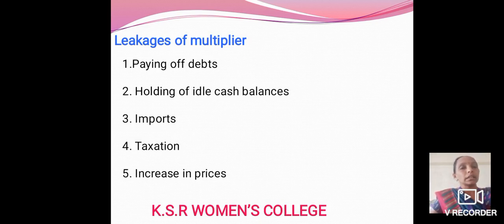Next one is imports. Net imports. If increased income is spent on the purchase of imported goods, it acts as a leakage out of the domestic income stream. Next one is taxation. Taxation policy is also an important factor in weakening the multiplier process. Progressive taxes have the effect of lowering the disposable income of the taxpayers and reducing their consumption expenditure.